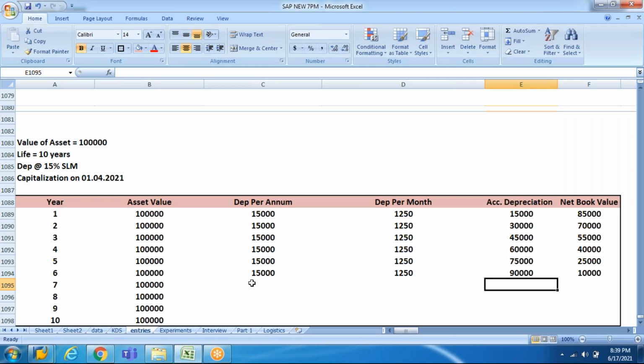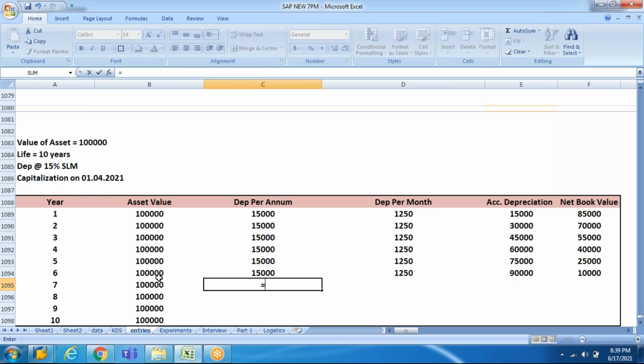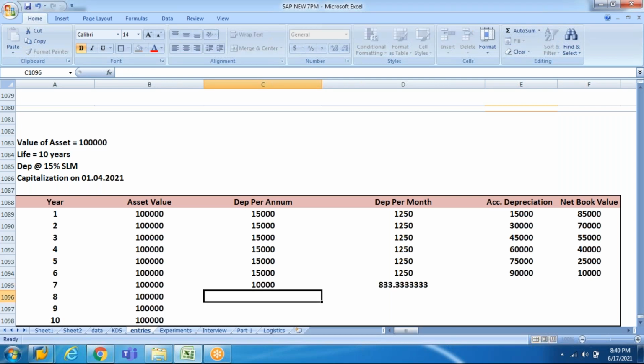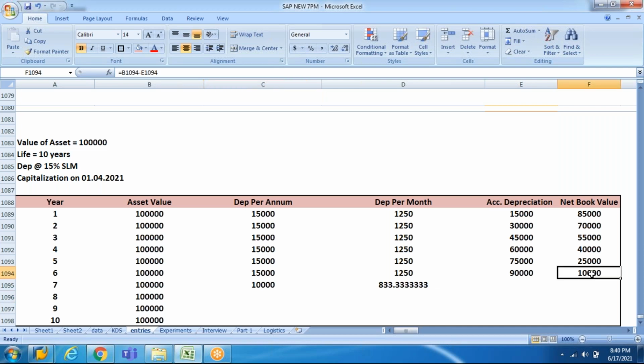Now, if I go to this here, if I charge a 15% on this, I am getting 15,000. But do you have 15,000 net book value here? No, right? So, what is the maximum depreciation you can charge here on the asset? 10,000. This is your delta depreciation. This is like your pro rata depreciation or delta calculation for the last year. If the asset value is 10,000, you cannot charge 15,000, right? Maximum you can deduct from the asset is 10,000. Agree?